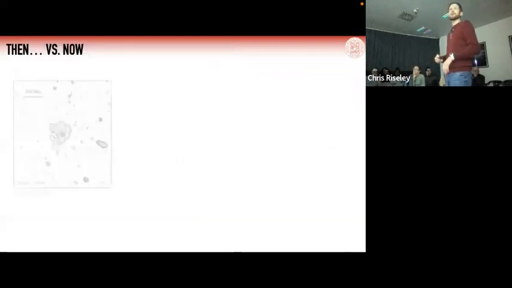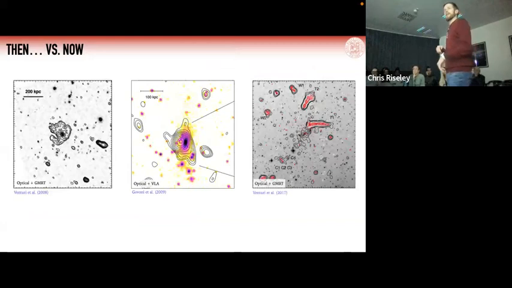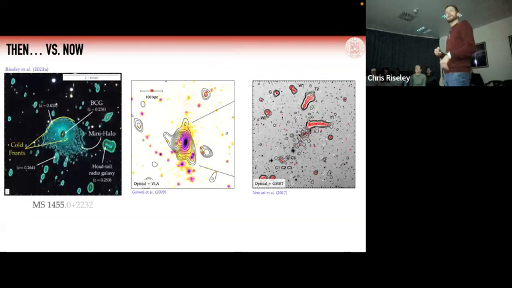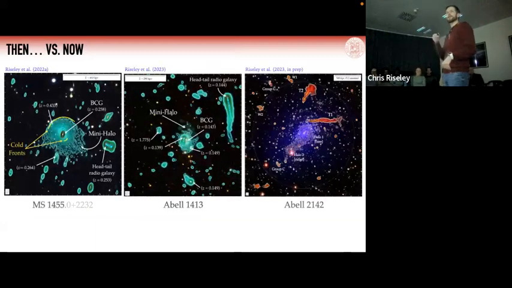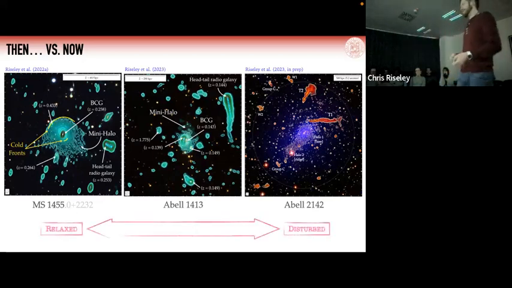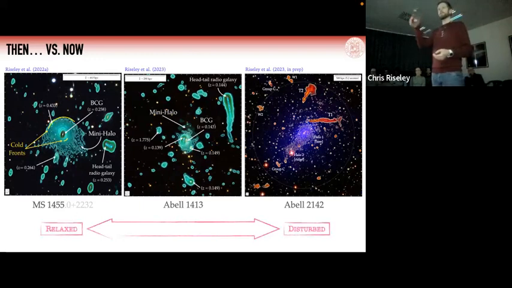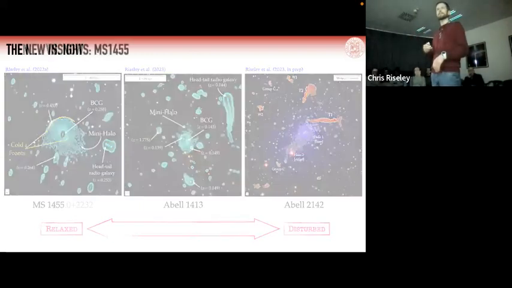I'm going to talk to you today about 3 of the examples from this census, 2 of which have been published and 1 of which will soon be submitted. So these are older images from GMRT and VLA from papers 10 plus years ago versus the data we have now on these 3 clusters, MS 1455, Abell 1413, and the one I'm currently working on, Abell 2142. These are all spectacular, interesting systems. And as it happens, they represent a continuum from more relaxed to more disturbed clusters.